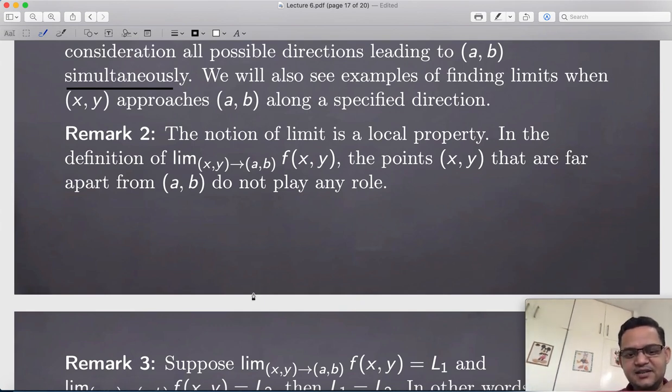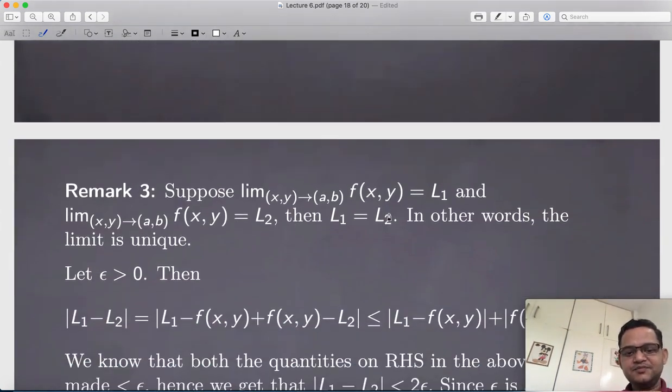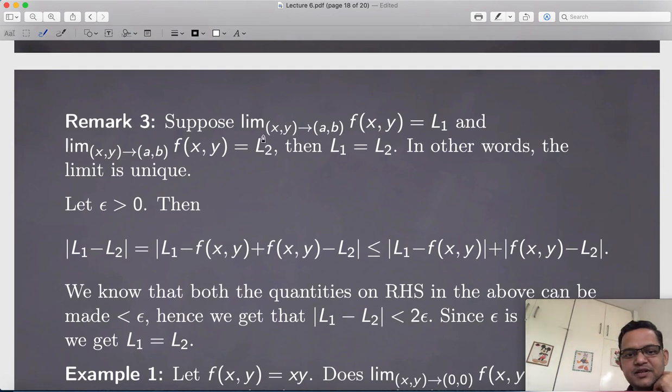And as in the case of limits for functions of real numbers, here also the limit is unique, which you can verify. So what I am saying here is that suppose the limit exists, and it is given by two numbers. Suppose this limit is also L1 and also L2, then you must have that L1 is the same as L2. You cannot have two different limits of the function when the point is fixed.